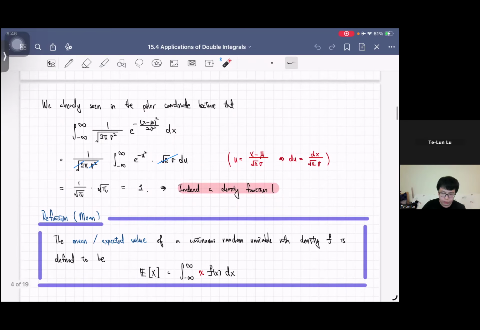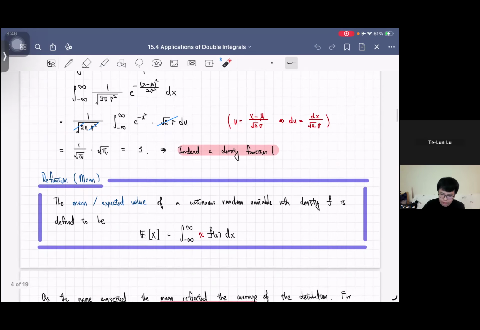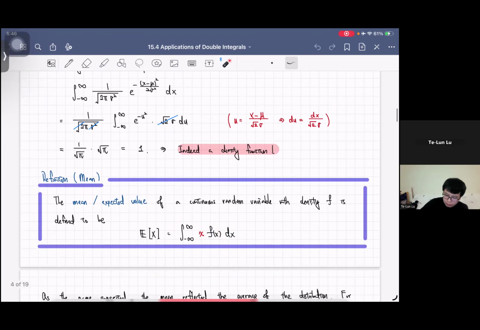Okay, now with that definition for a probability distribution, we can define the so-called mean or expected value. And usually we use the notation E of X to represent the expected value. The E is emphasized here. And it is defined to be the integral over x times f of x dx. So you can sort of think of this as we multiply the value together with its probability.